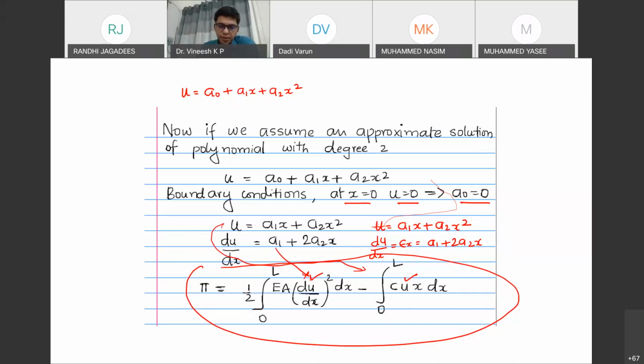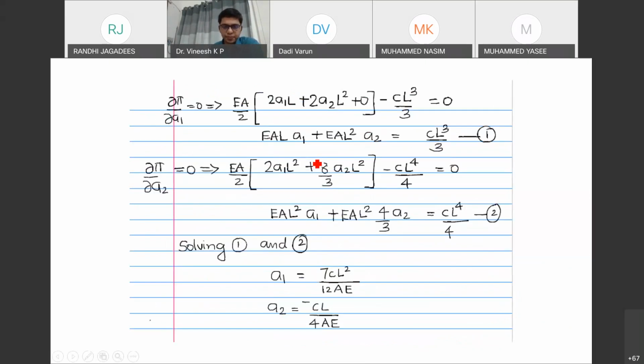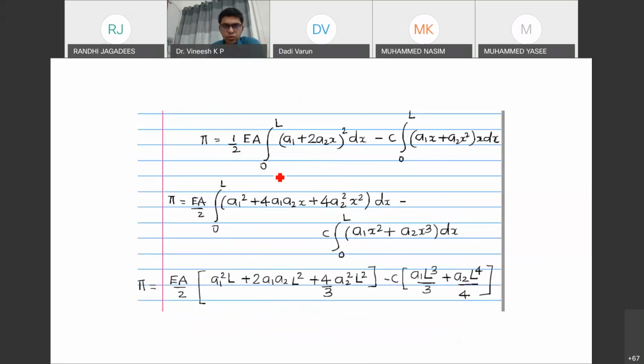Okay, so I hope you have done it. Just substitute here, then you are going to get it like this. If I substitute here for du by dx, I am going to get like this. Then I got an expression for this one. If I integrate it, I am going to get like this. So this is the expression for the potential energy which we are going to get.